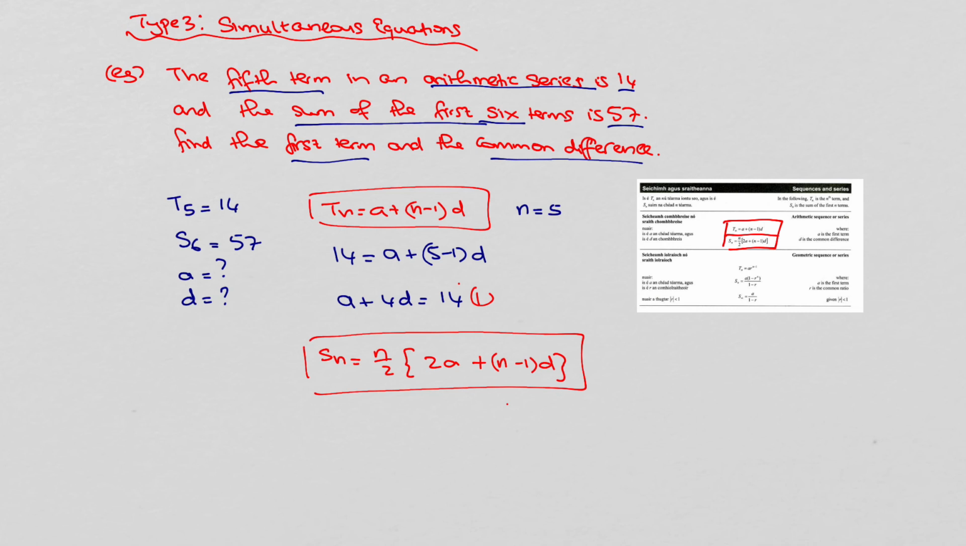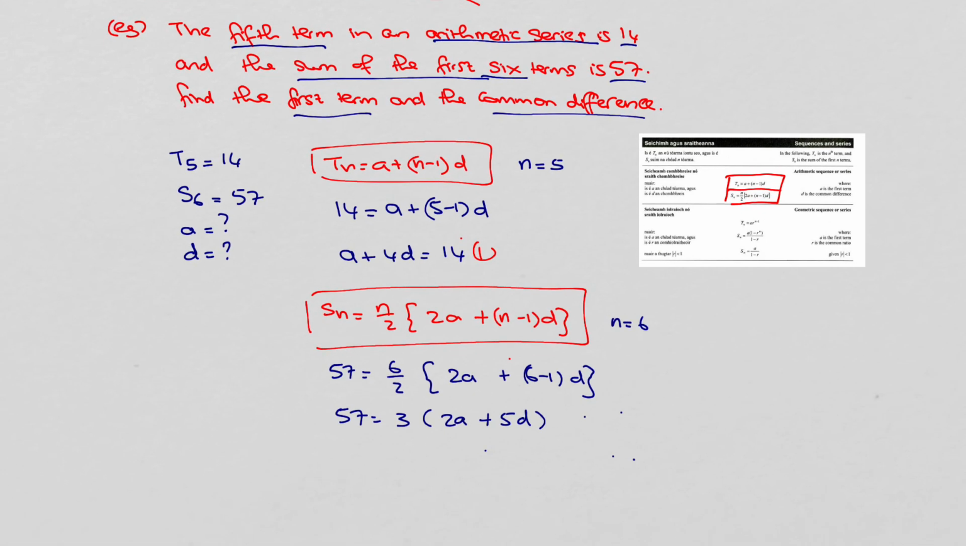So for the sum to n terms, in this case n is going to be 6. So we have 57 is equal to 6 over 2 times 2a plus n minus 1 times d. So we have 57 is equal to 3 times 2a plus 5d. So our second equation then is going to be 6a plus 15d is equal to 57. So that's our second equation. So now we have our simultaneous equations ready to go.